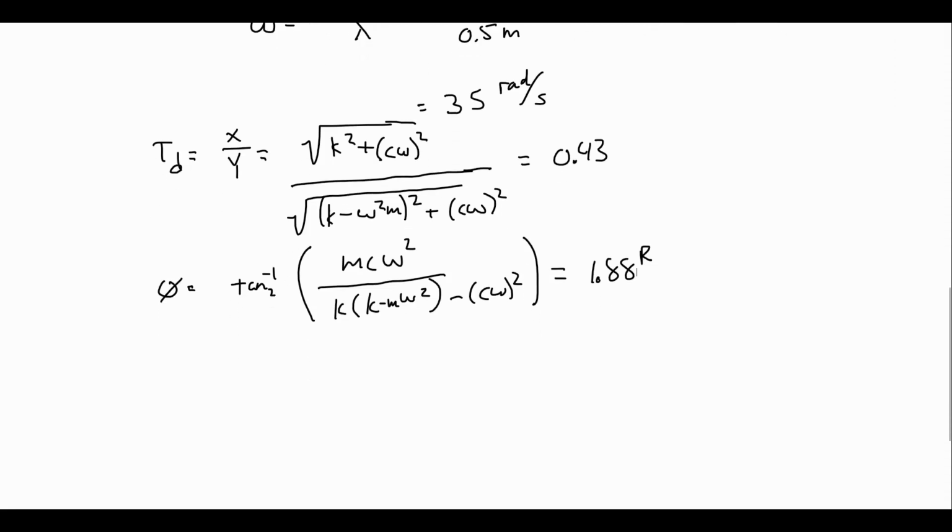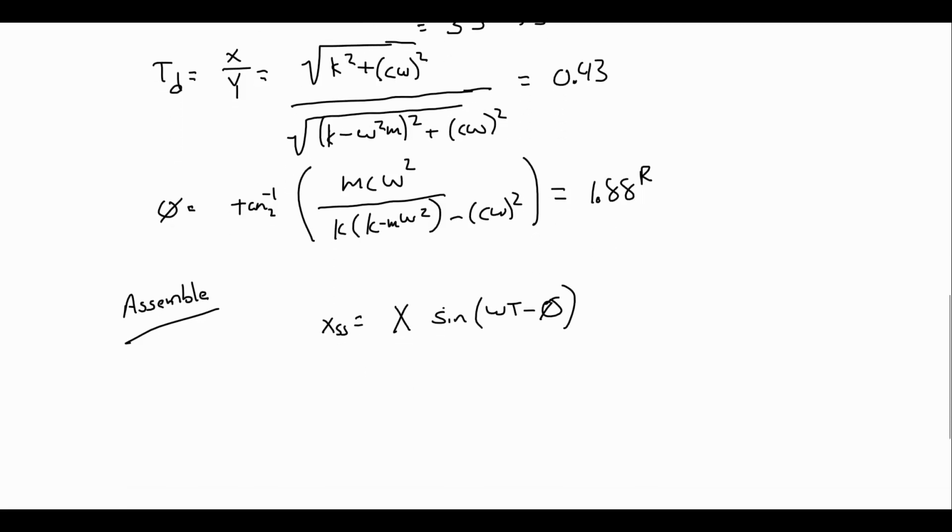Now we can assemble our solution because we know what it should look like, at least the steady state solution. So at steady state, or the particular solution, is going to be our X times sine omega t minus phi. Our X we can calculate, now that we know the transmissibility: if we multiply Y by the transmissibility, we're going to get X. So our steady state, we get 0.021 sine 35t minus 1.88.